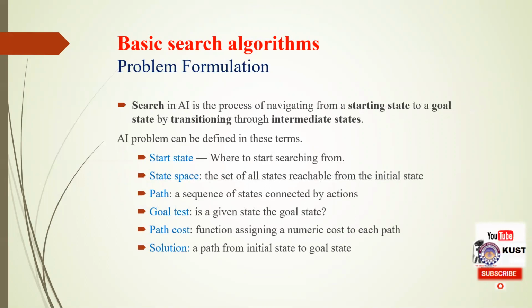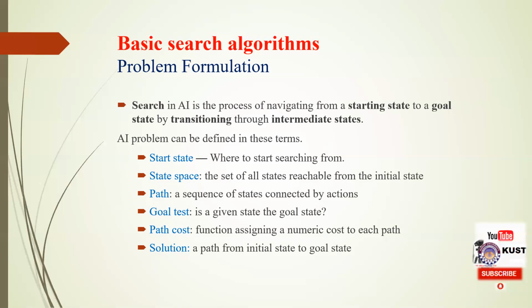Search in artificial intelligence is the process of navigating from a starting state to a goal state by transitioning through intermediate states. To provide a formal description of a problem, we need to define a problem in the following terms. Start state or initial state specifies a state from where the problem-solving process may start.